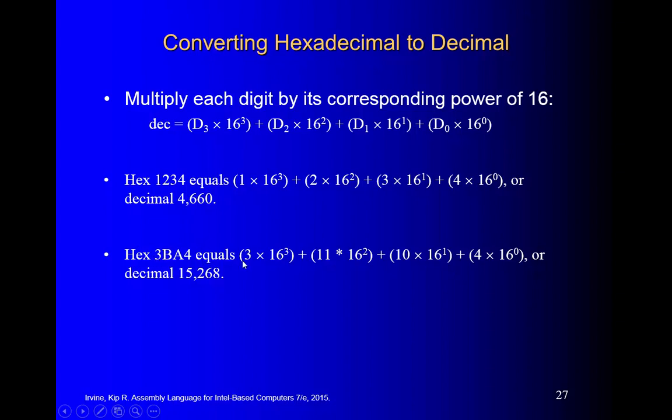Second example, use D3 times 16 to the 3rd power. B is 11. B means 11. So we use 11 times 16 to the 2nd power. And we use A is 10. So we use 10 times 16 to the 1st power. And 4 times 16 to the 0th power is 15,268.